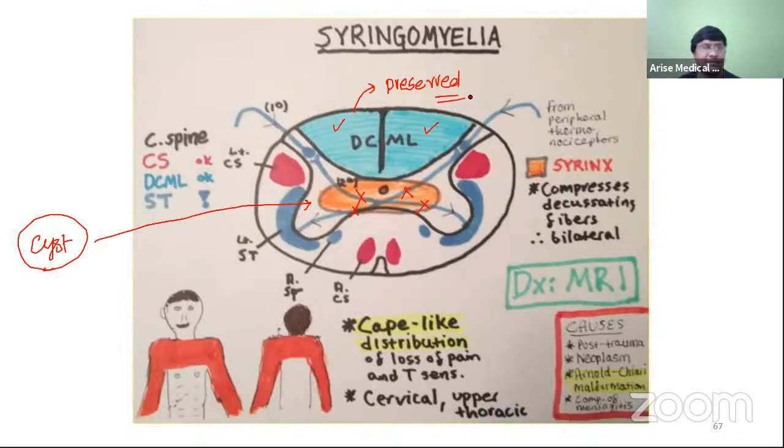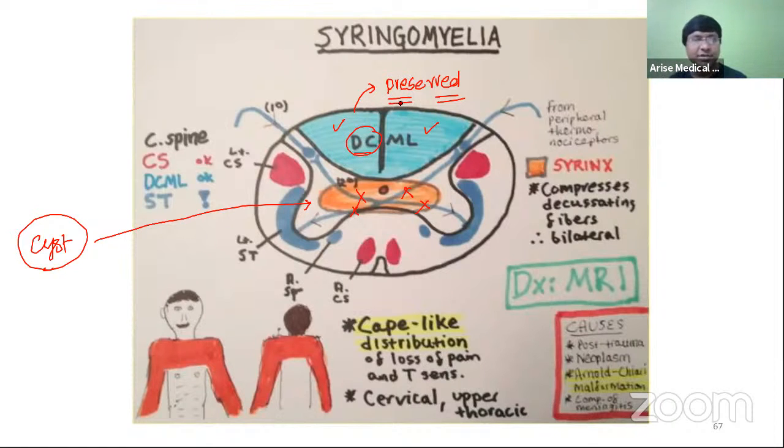Dorsal columns are preserved, because the cyst is not expanding in the posterior direction. The cyst is expanding laterally. So the posterior columns, or the dorsal columns, are preserved.